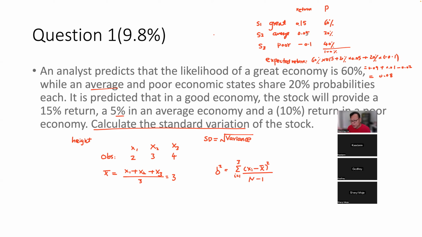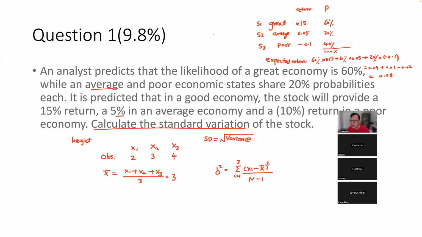But the real return will be one of the three outcomes: either 15%, or 5%, or negative 10%. You will never get 8%, right? That's the expected return, but the actual outcome will be one of the three, right?